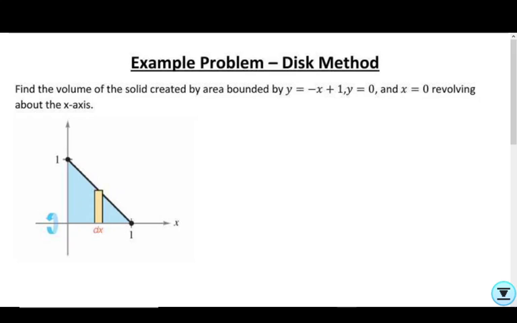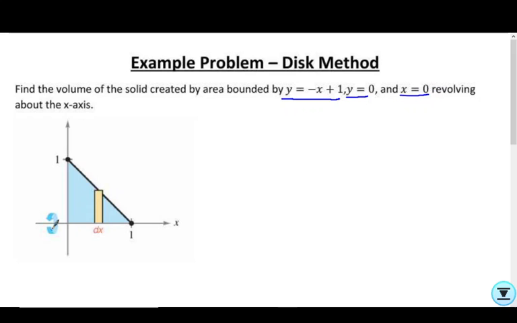So we're starting the disk method, or volumes of revolution, okay? So here's just a basic example of what we're going to be doing. We have this volume that we need to find. The solid is created by an area bounded by these three equations: y equals negative x plus 1, y equals 0, and x equals 0. And we're revolving it about the x-axis.